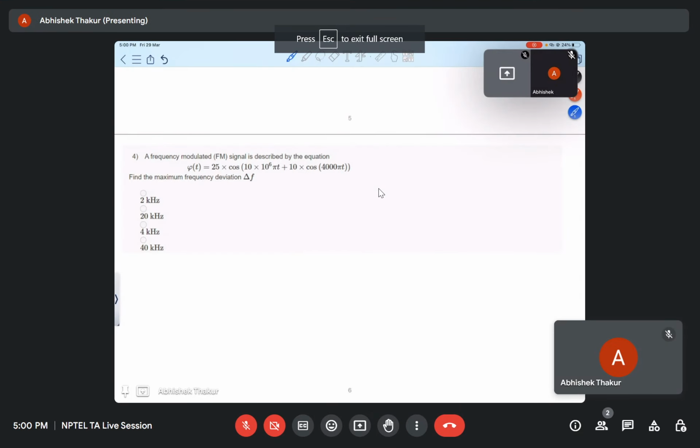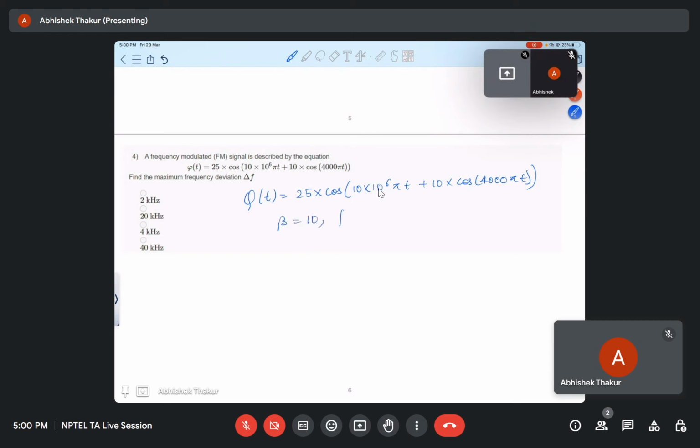Question number 4: a frequency modulated FM signal is described by the equation phi(t) equal to 25 cos of 10 into 10 to the power of 6 pi t plus 10 cos of 4000 pi t. This equation is given. We have to find the maximum frequency deviation delta f. So here beta is equal to 10 and fm is equal to 2 kilohertz.